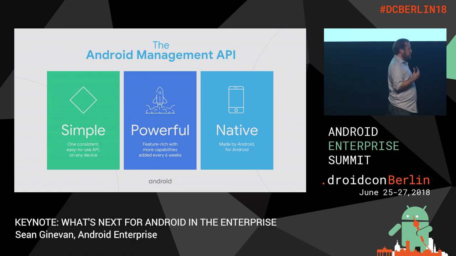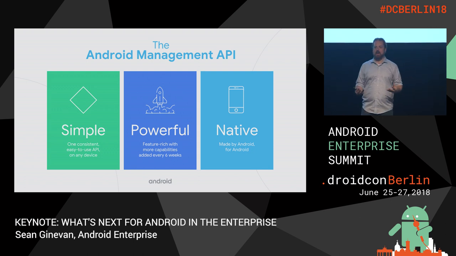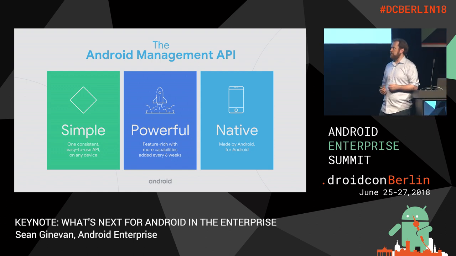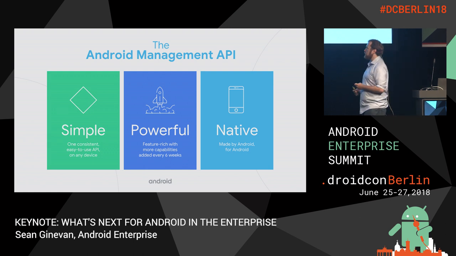And so traditionally, that has meant building your own client management software that calls client-side APIs, and it put you into building your own EMM, and that was really tricky. And so what we recently released is the Android Management API. It gives you one consistent, easy-to-use API out in the cloud that you can integrate to manage Android devices that are out in the field.